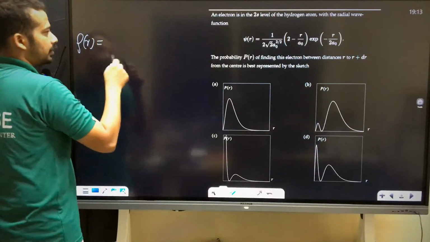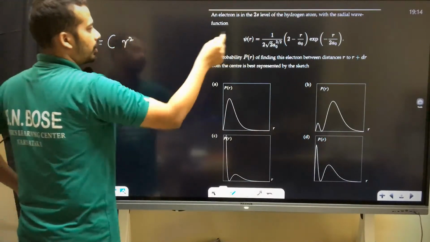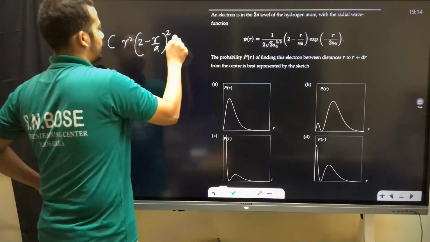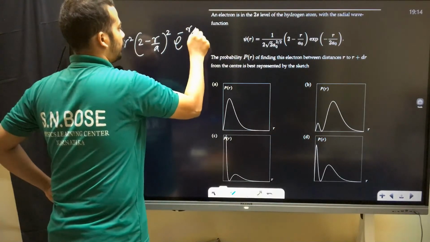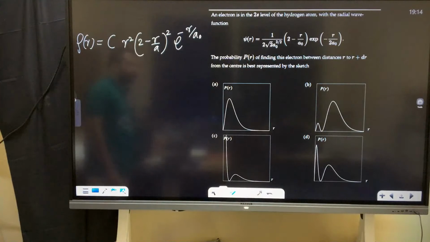That's equal to mod psi square. That's equal to some constant into r square into the mod square of 2 minus r by a, the whole square, into e power minus r by a naught, square of this one. Now how do you plot this one? That's what he's asking.